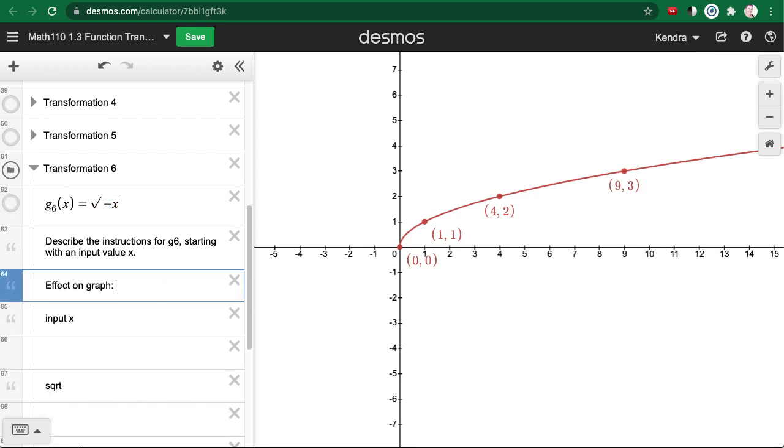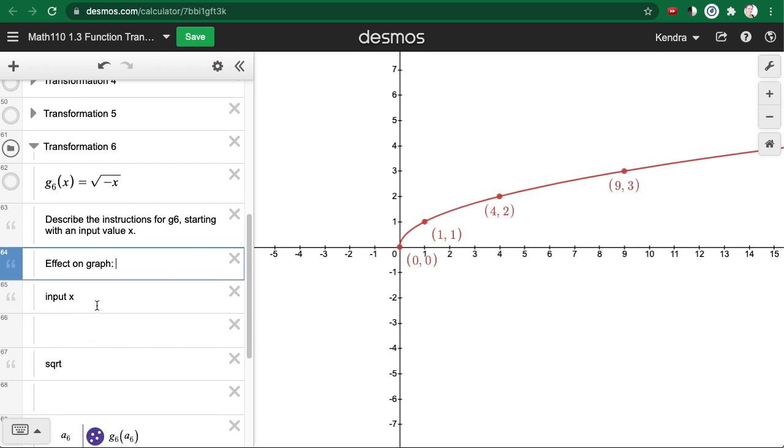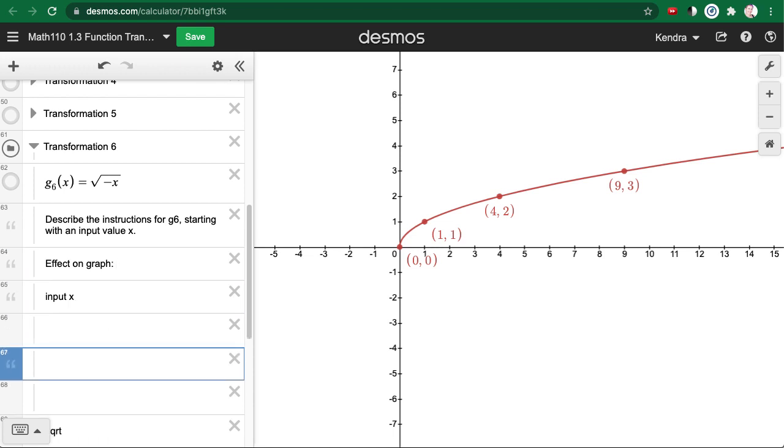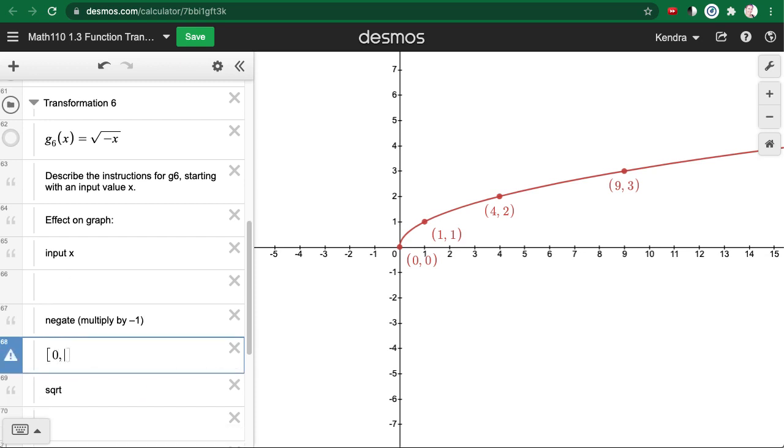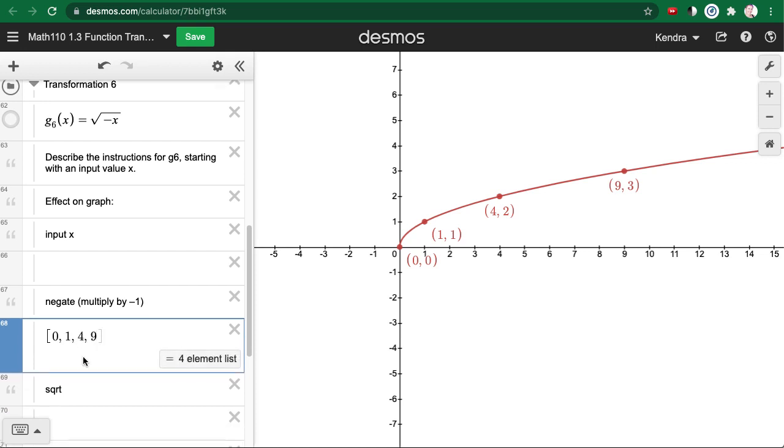Okay, and let's just prepare for that. I input x, and then I'm going to negate or multiply by -1, and then I'm going to square root. So this is the part where I actually want to put in that 0, 1, 4, and 9. I want to apply those key input values to the square root function. So that means I need to go back up here to figure out what my inputs are.